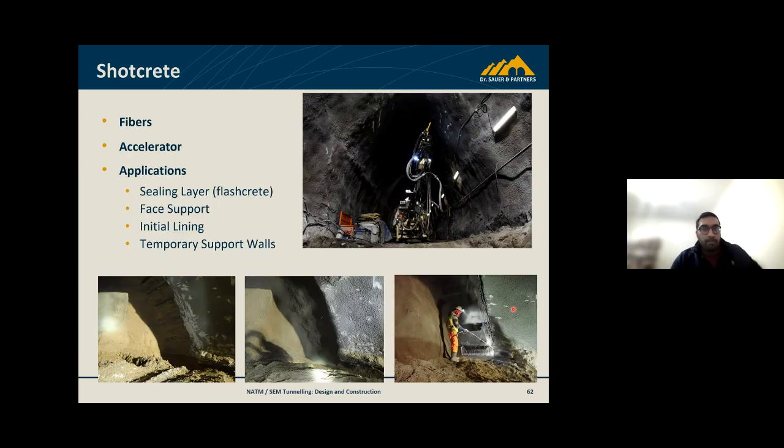Shotcrete, a few variations in shotcrete. The fibers that can be used, the design of the fibers, the material of the fibers, the accelerator. So that's obviously, as the name suggests, accelerates the setting process of the concrete. So it also reflects on the strength of the concrete. So there's a bit of a balancing act there to ensure that you have concrete that has the required compressive strength.